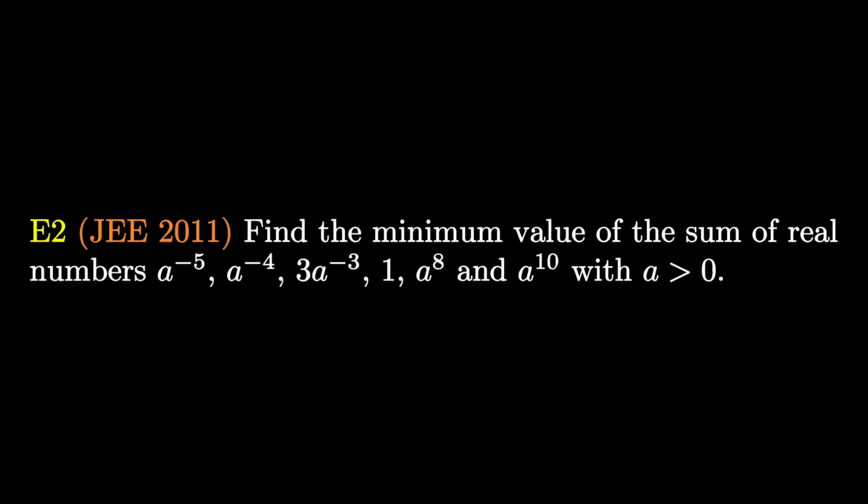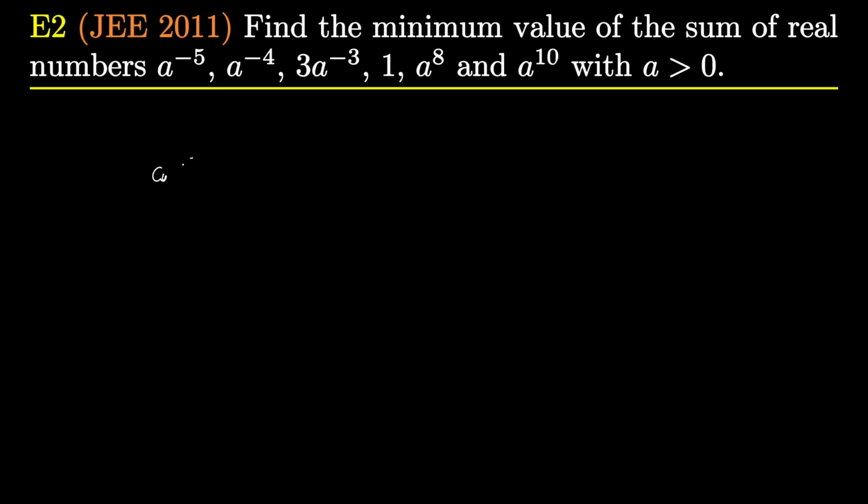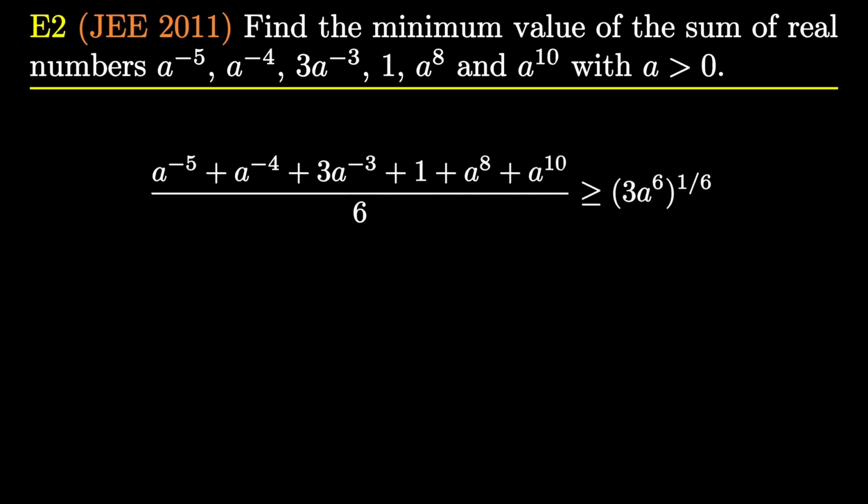Find the minimum value of the sum of real numbers a^-5, a^-4, 3a^-3, 1, a^8 and a^10 with positive a. If we apply the AM-GM inequality on the given 6 numbers, we get that the arithmetic mean of these 6 numbers is greater than or equal to (3a^6)^(1/6).